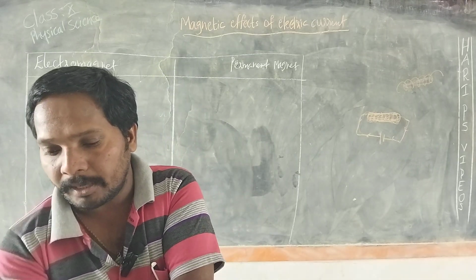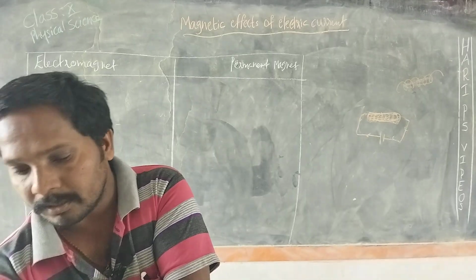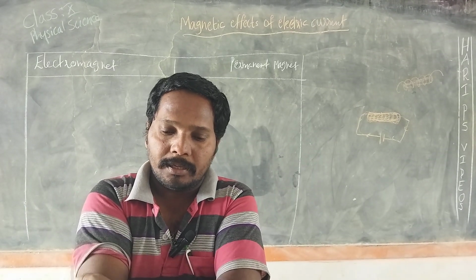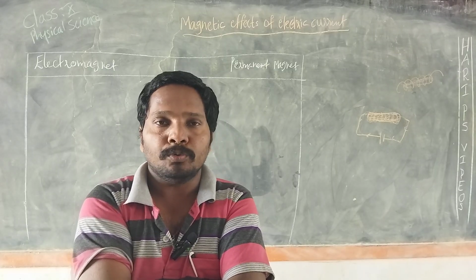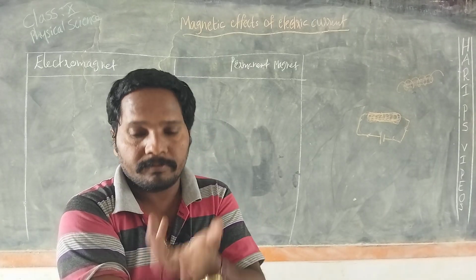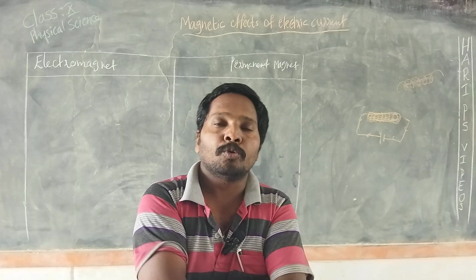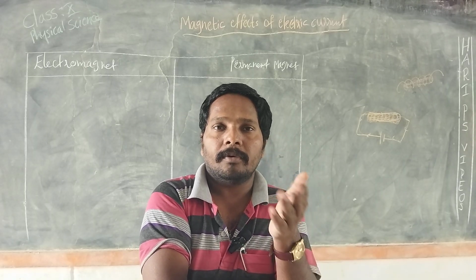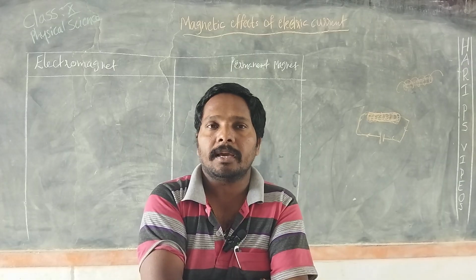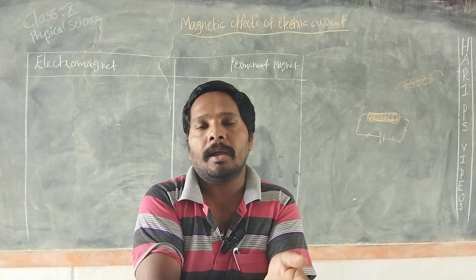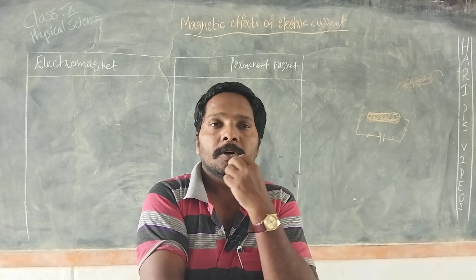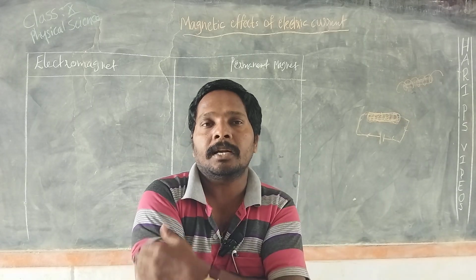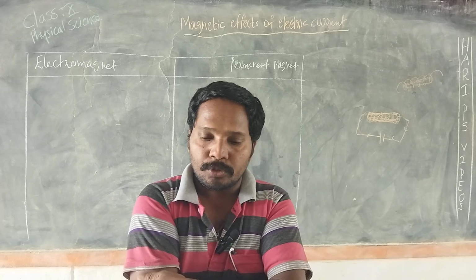Electromagnets can be made in different shapes and sizes depending upon the purpose for which they are to be used. For making electromagnets, we use soft iron, so that when we stop the current, it immediately loses its magnetism. That's why soft iron is used.